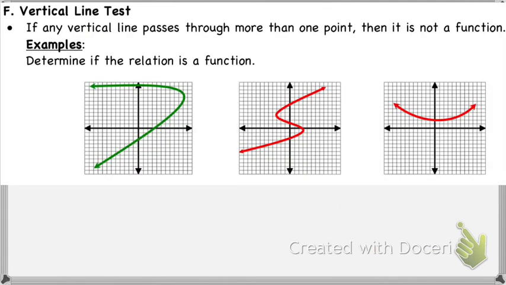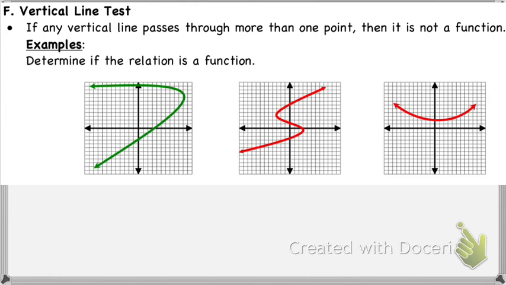All right, continuing on. Letter F, the vertical line test. If any vertical line, vertical is which direction? Show me with your hands. Vertical is this direction, up and down. Everyone go up and down with their hands right now. So if any vertical line passes through more than 1 point, the graph's not a function.